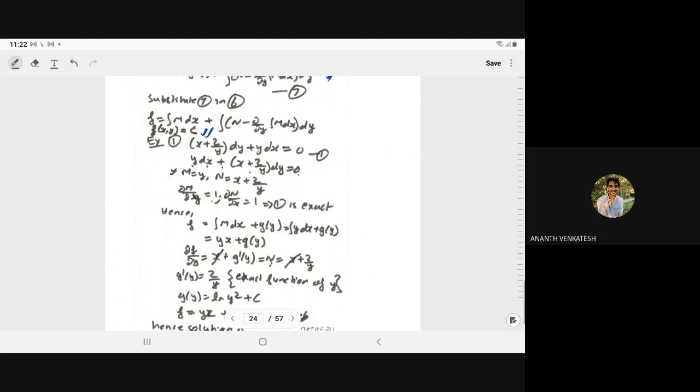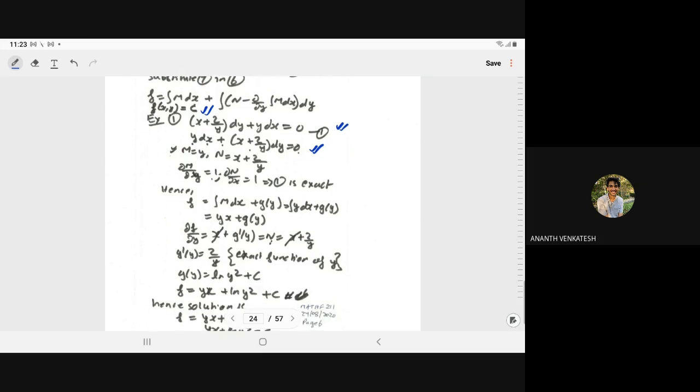Let us have question number 1: (x plus 2 upon y) dy plus y dx is equal to 0. Always the first thing you have to take care of is to write this equation in the standard form, M dx plus N dy. So here we write y dx plus (x plus 2 upon y) dy is equal to 0. Whole theory depends on this only, M multiplies dx and N multiplies dy. Never change the M and N, otherwise your condition will differ. So here M will be y and N will be x plus 2 upon y.